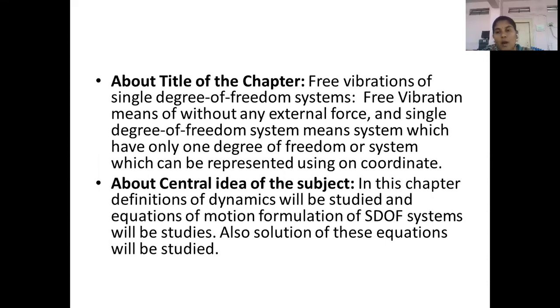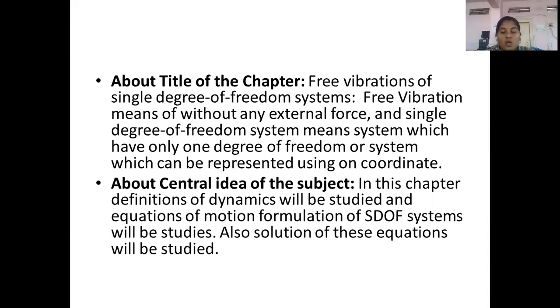The first one is free vibration. The free vibration म्हणजे काय? Free vibration is nothing but the system getting vibrated without applying any force. That is nothing but free vibration, without applying any external force. It means the external force on the system is equal to zero. That is free vibration.